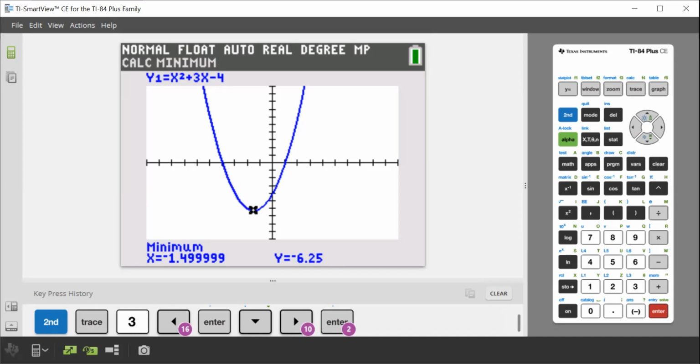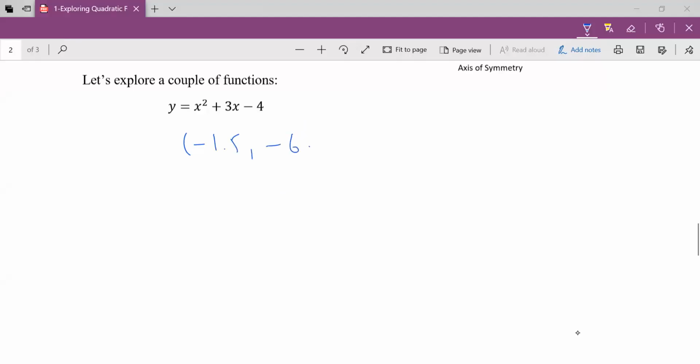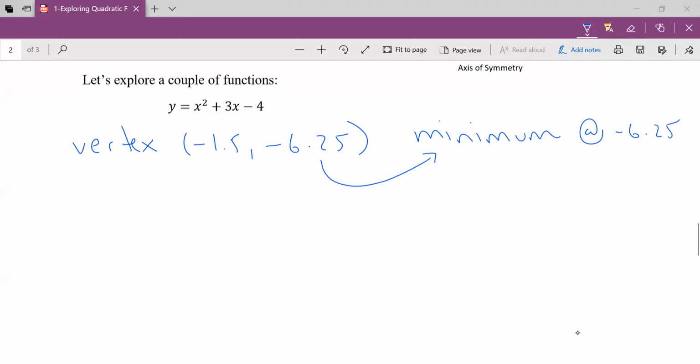Okay, let's write that down. Negative 1.5, negative 6.25. So this was the vertex. And this was a minimum because the graph was opening up. So the vertex is made up of two parts. This value, the y value, is what we would say our minimum is. We would say we have a minimum at negative 6.25.